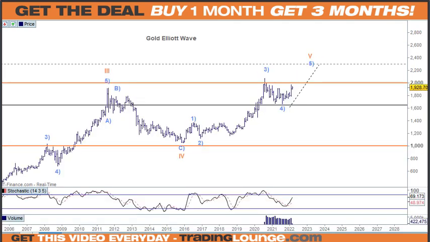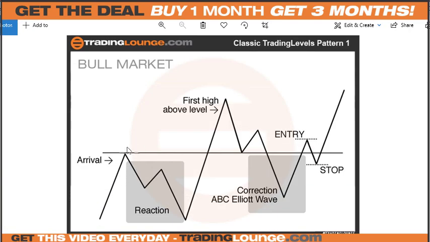Okay, moving on to gold. So with US spot gold here, we're looking at wave 3 here and 4 here and 1 and 2 and 3 and 4 and 5 here. So basically we're looking for a classic trading levels pattern at this point. So this would be the arrival at major trading level 2 here. That would be the arrival at that point. So we've got the arrival here.